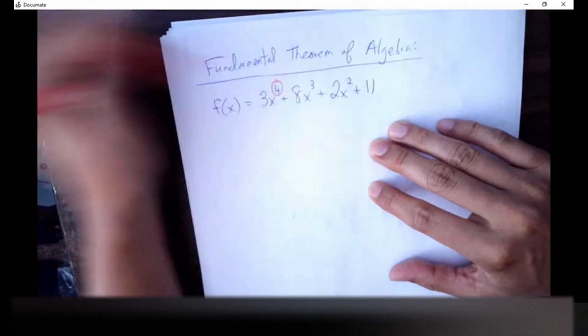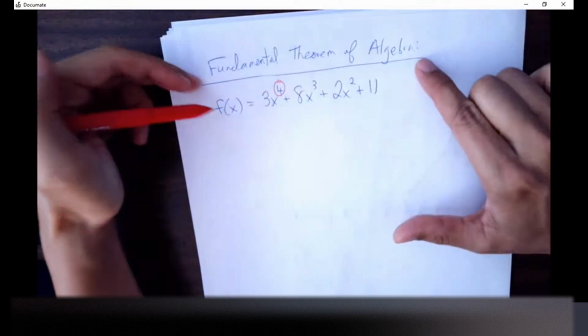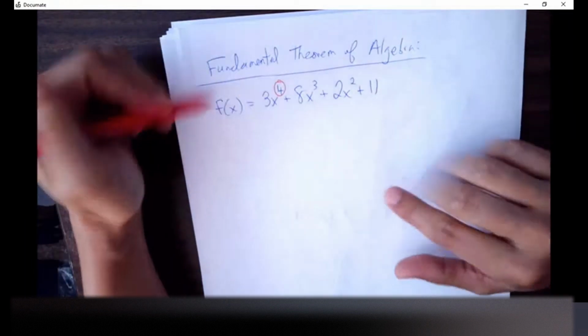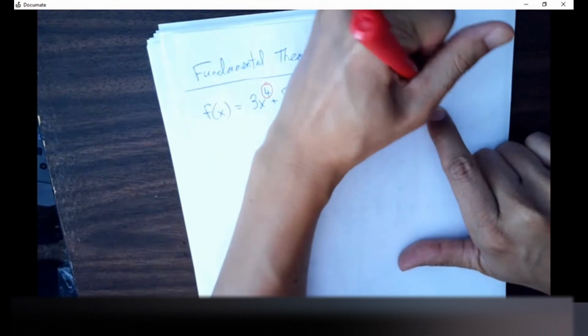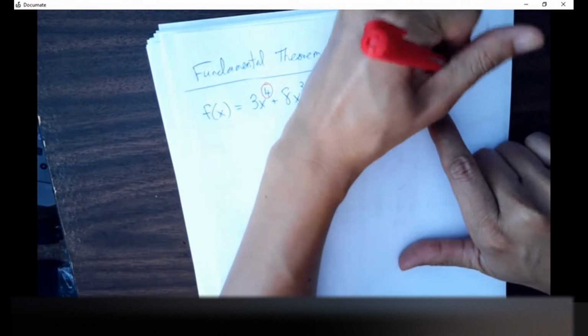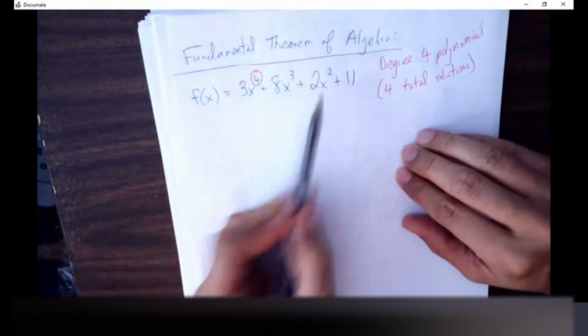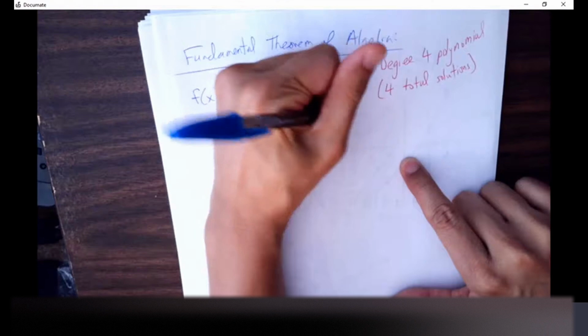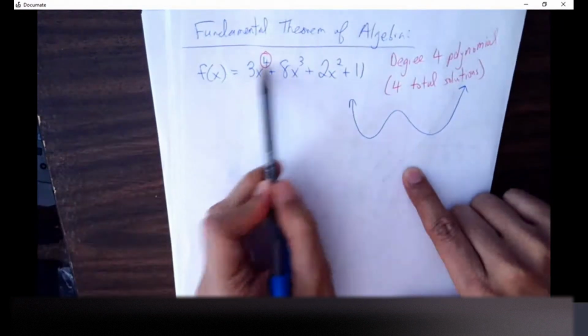Yeah. So that is the number that the theorem is really focusing on. It's telling us that this is a degree 4 polynomial, and that tells us we have 4 total solutions. The easiest way to think about solutions is this is a curvy graph, right? So this graph may look something like this.